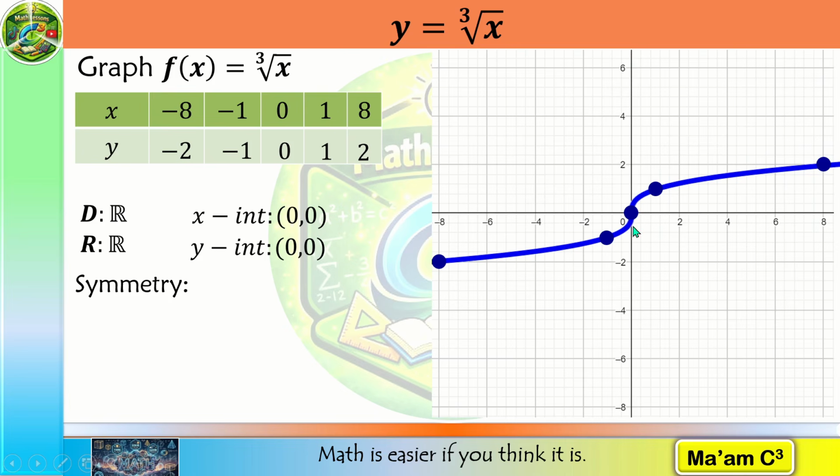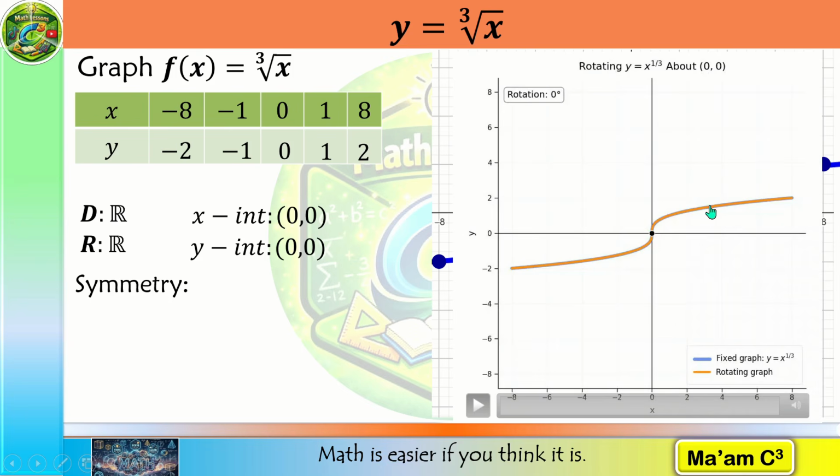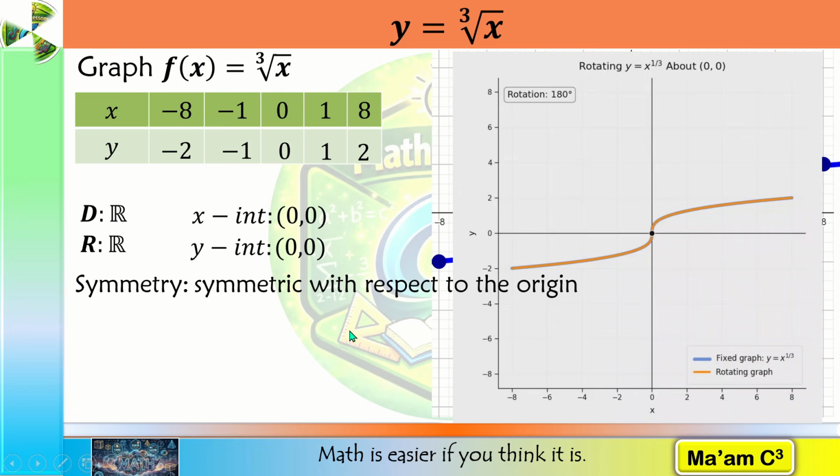How about with respect to the origin? How do we test? We're going to rotate our graph 180 degrees. Let us do that. So here is the graph of cube root of x. Let us rotate that 180 degrees. And yes, the new graph looks exactly like the original one. So this is symmetric with respect to the origin.